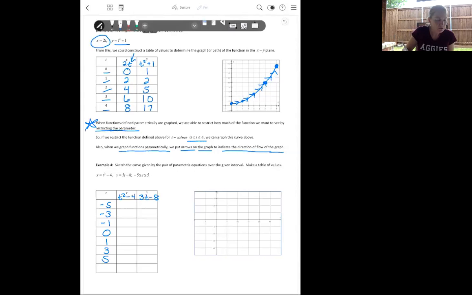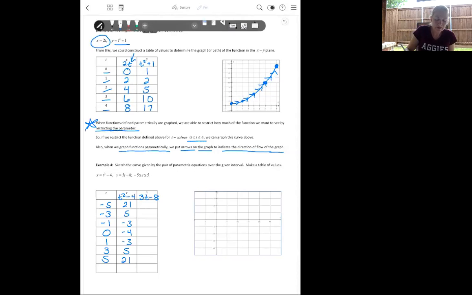All right, your x values you should have gotten: -5 quantity squared minus 4 gives us 21. -3 squared minus 4 is 5. When we plug in -1, we get -3. Plugging in 0, we get -4. Plugging in 1, we get -3. Plugging in 3, we get 5. And plugging in 5, we get 21. Notice what happened to those values. They repeated themselves, all right?